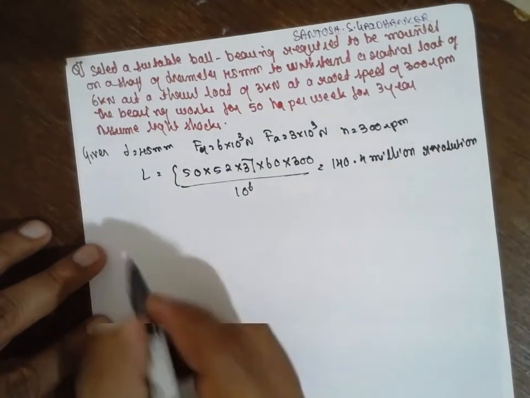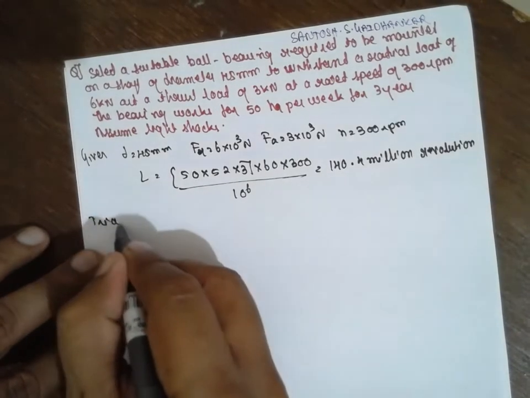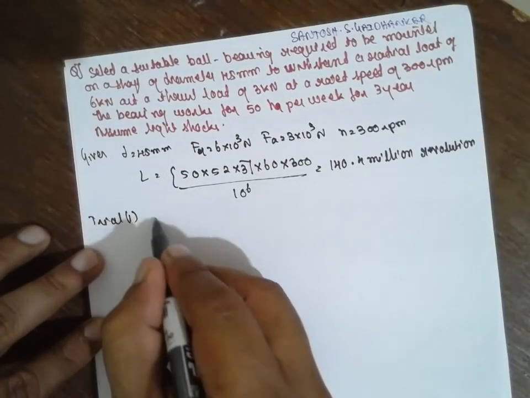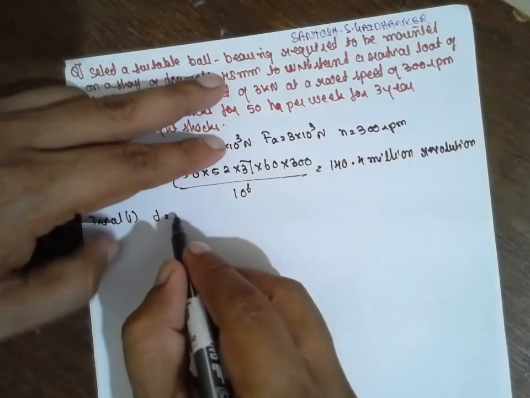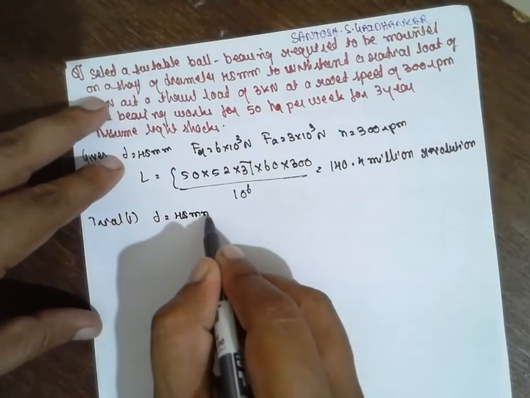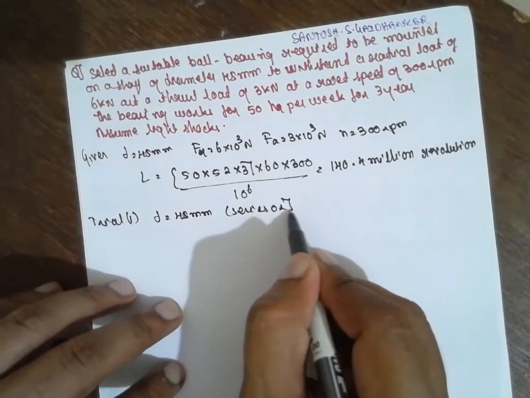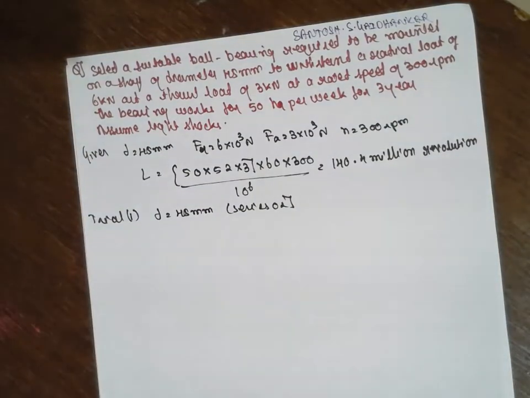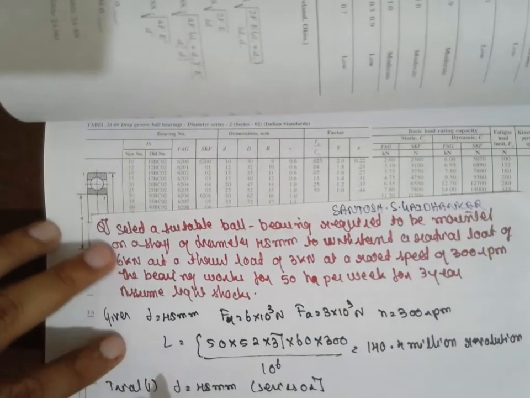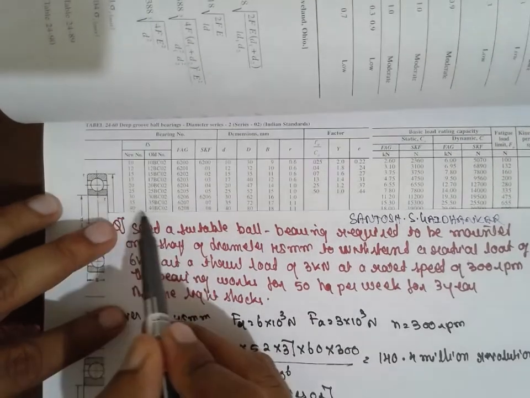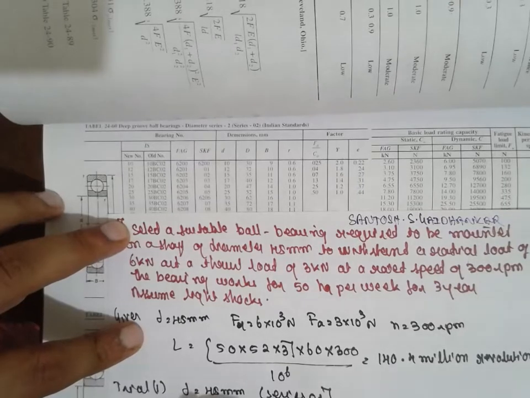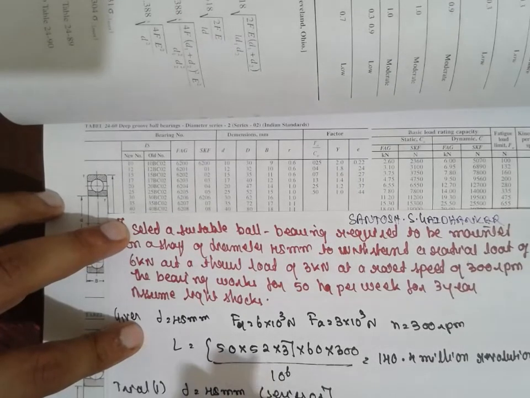Okay, next step we will go for trial one. Trial one, what is the diameter of the unit? D is equal to 45 mm diameter they have given. Therefore I have to select series 2 first. If this series doesn't work, I will go for series 3. I will refer to the page number in the data handbook, Volume 2. For the diameter, this is diameter 40. I will write here 40 BC 02. 02 is nothing but series 2.